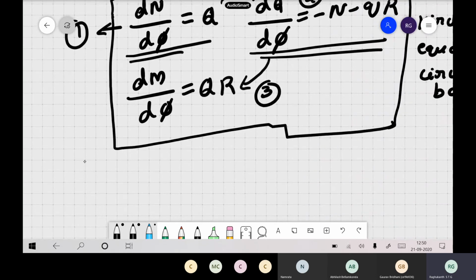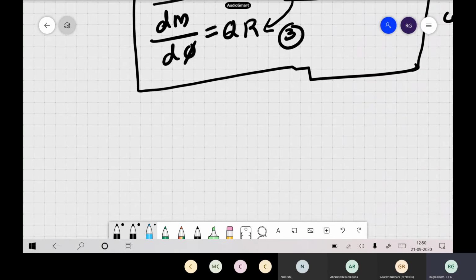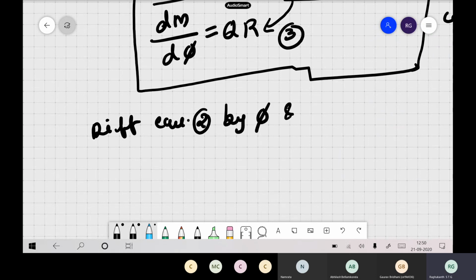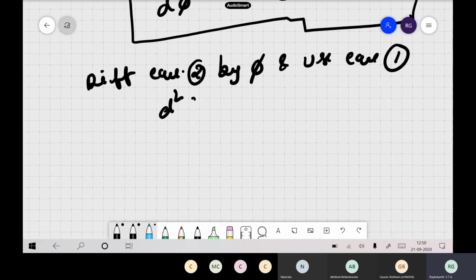if you differentiate equation 2 with respect to φ, and then use equation 1 itself to make the corrections, then we can see that you get a nice equation: d²q/dφ² + q = 0. So you can get an equation like this itself.